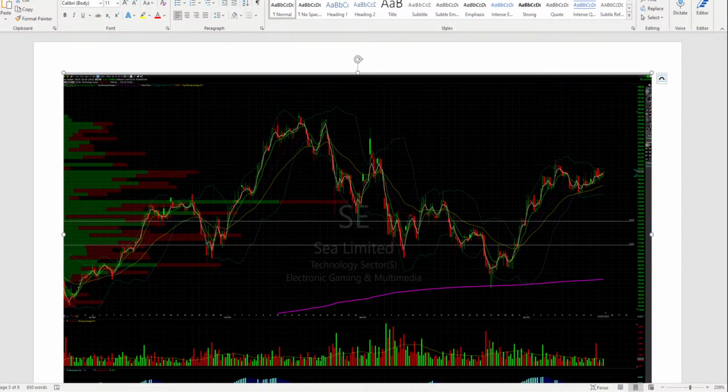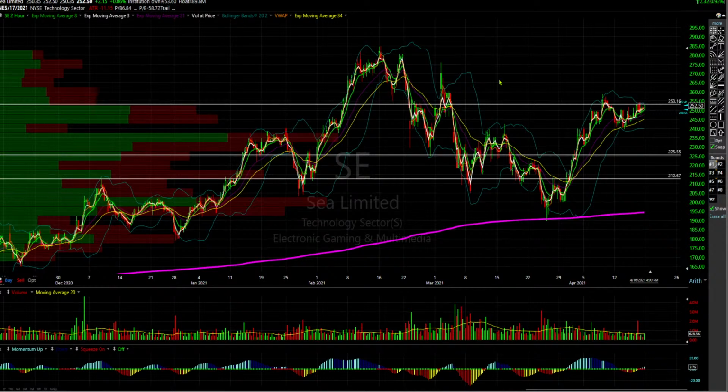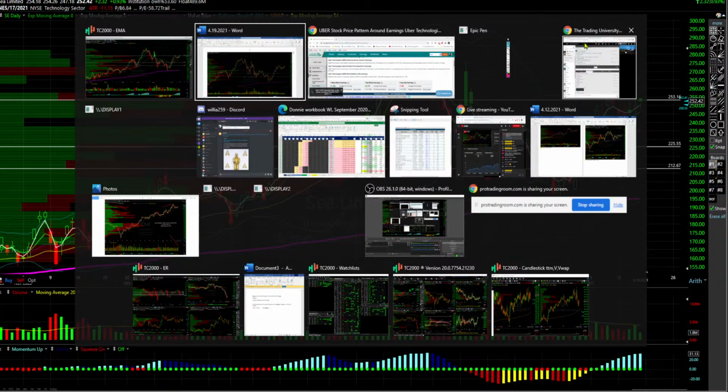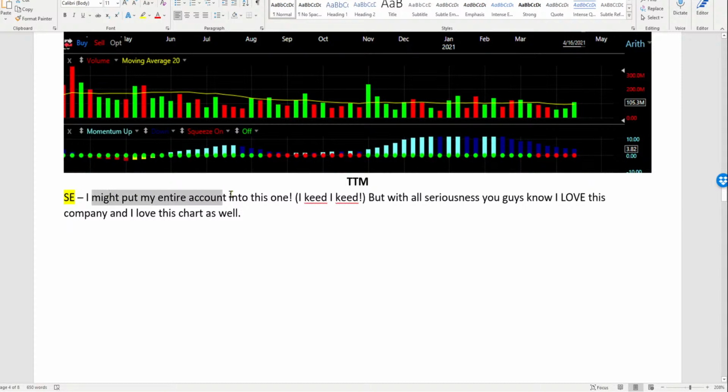I think we're going to be approaching 275, 280 area by the time earnings get here, if not higher. Just go back and look at their revenue numbers. It's just crazy. So anyway, I love this, and I put in here on my watch list, I said I might put my entire account into this one. I kid. The reason being is I love the chart. I love the company. I love the market environment. This is one that I just love to death, right?